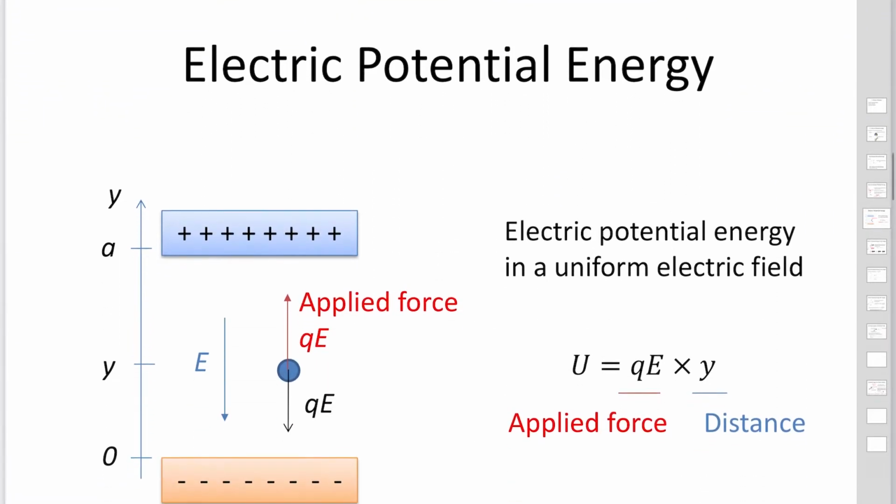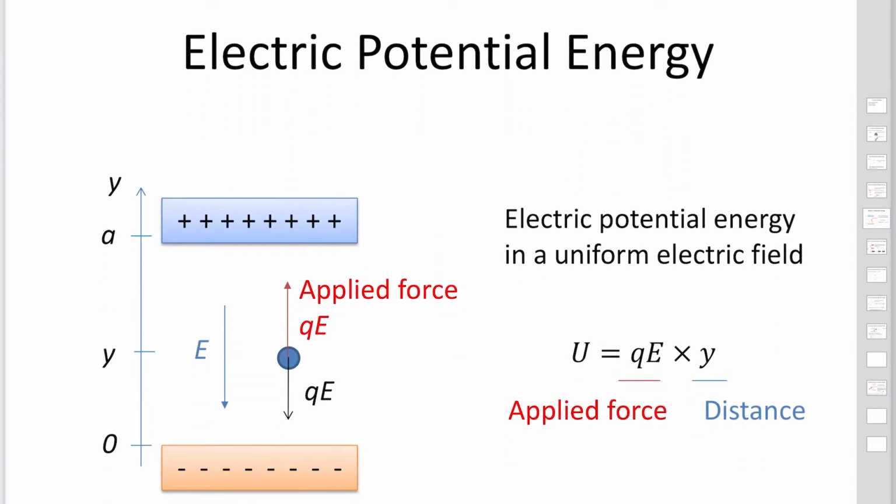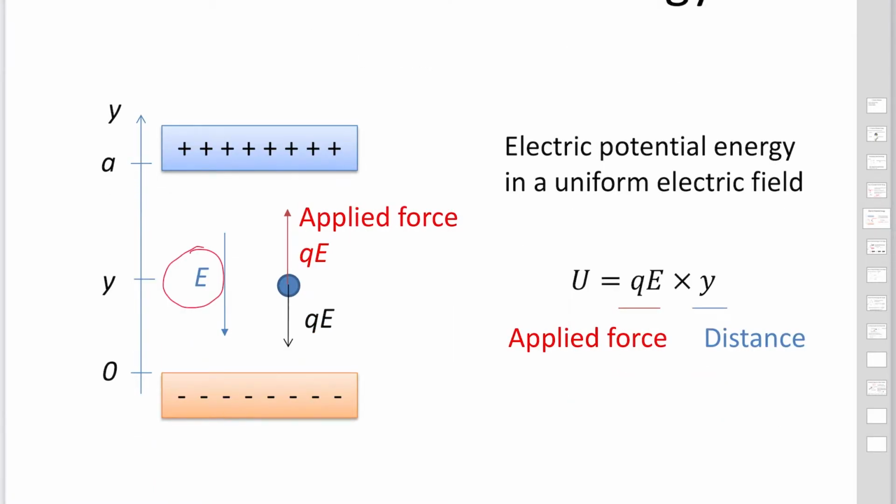We use the same method to find the electric potential energy. We consider two plates. One of the plates has a positive charge and the other plate has a negative charge. Then we can create a uniform electric field E between the two plates. This is the uniform electric field. In this case, q is positive. Then electric force of qE is acting on the charge, directed downward from the positive plate to the negative plate.